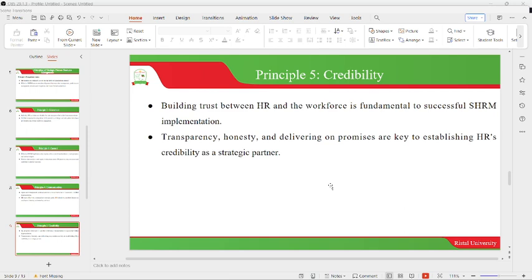So it's still under credibility. You need to be transparent, honest, and deliver on promises. If you have promised to promote high performing employees, you need to fulfill that. That's being honest. Don't make a promise that we are going to take you for training and then you don't fulfill it. That leads to mistrust. They will never trust you. Whatever thing you tell them, they'll say, last time you talked about this, what did you do about it?